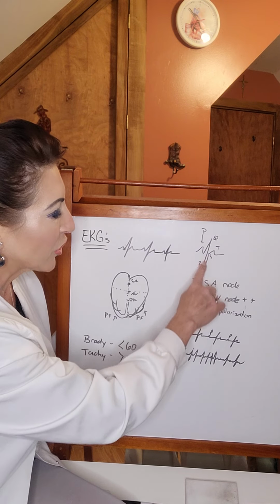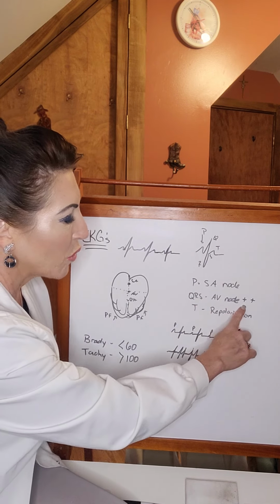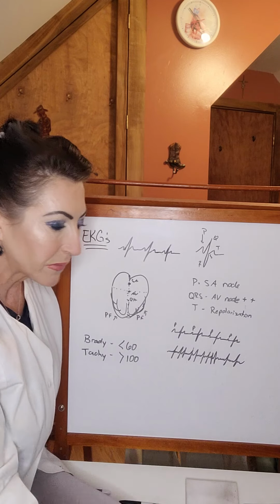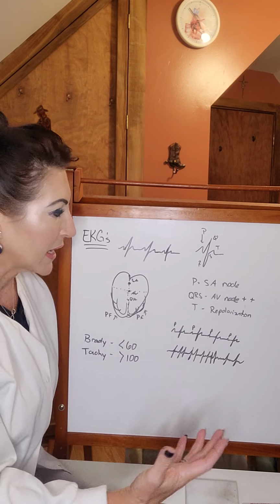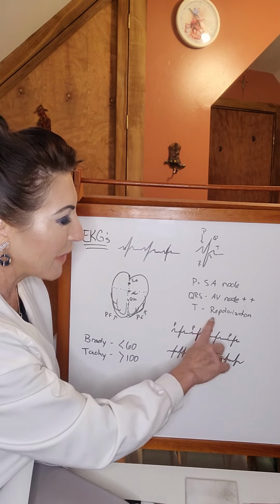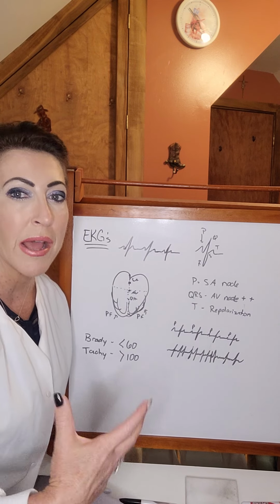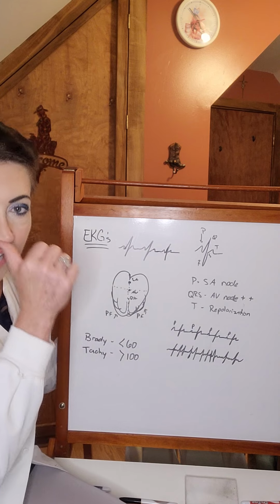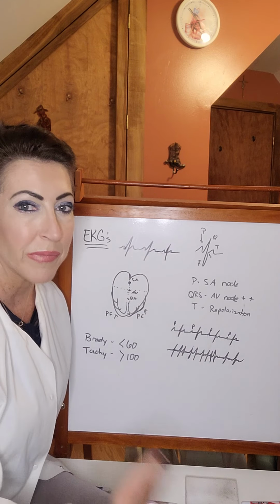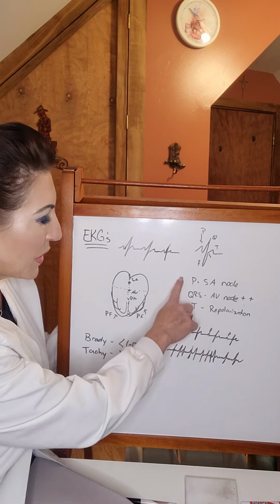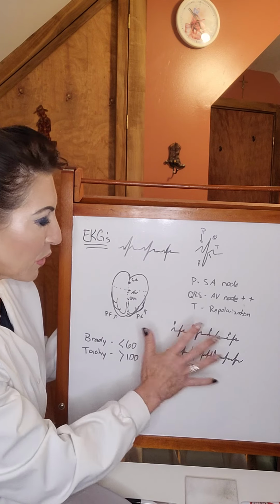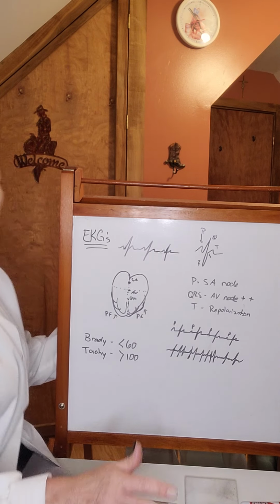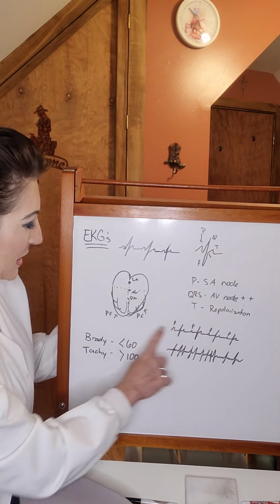So your P and then your QRS is like your AV node, bundle of His and Purkinje fibers, all firing in consecutive order. And then the T wave is repolarization or resting, allowing that muscle to rest, regain, to do it again. So you have to have that resting phase, or that muscle can't fire again. So this is what we'd like to see. Real simple, real basic.